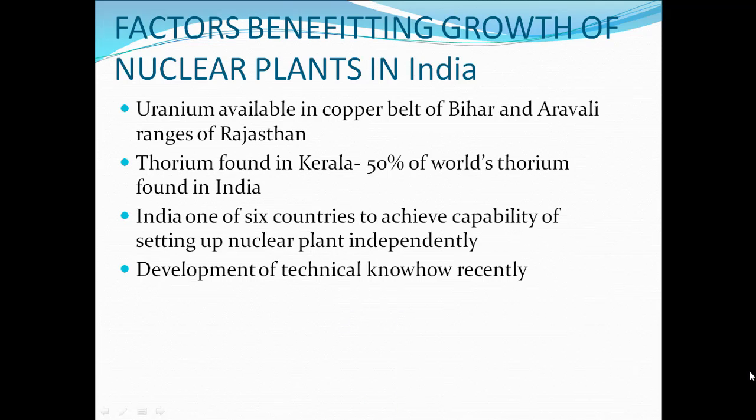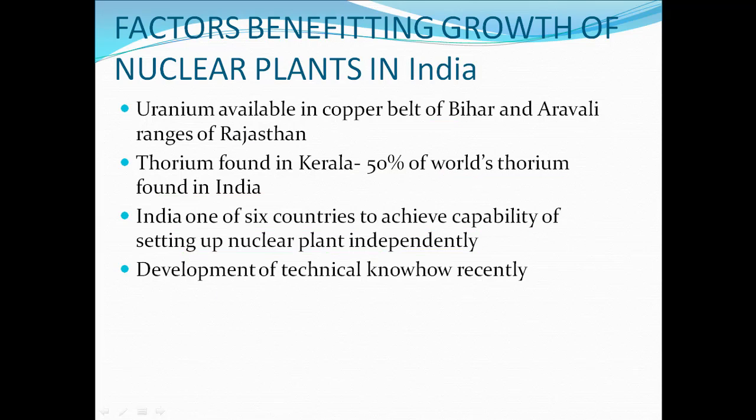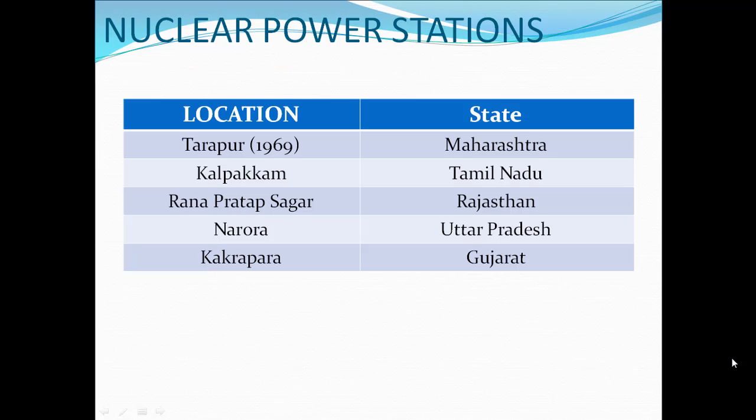Factors benefiting the growth of nuclear power plants in India. You'll be surprised to know that uranium is available in the copper belts of Bihar and the Aravalli ranges of Rajasthan. Thorium is found in Kerala. 50% of the world's thorium is found in Kerala, which can be used to extract enriched uranium. India is one among the 6 countries to achieve the capability of setting up a nuclear power plant independently. At present, the development, research and technical know-how is recent in India, but the future ahead is very prosperous. Nuclear power stations in India: Tarapur in Maharashtra, Kalpakkam in Tamil Nadu, Rana Pratap Sagar in Rajasthan, Narora in Uttar Pradesh and Kakrapara in Gujarat.